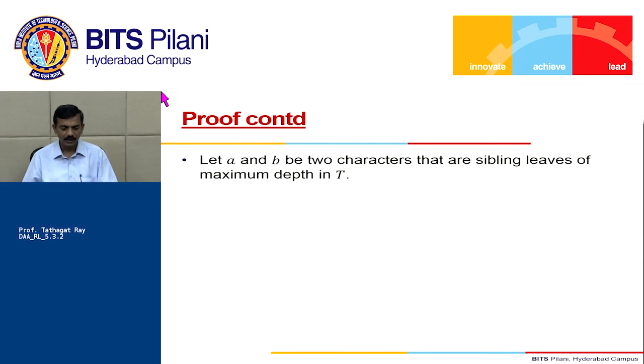So let's understand this. Let A and B be the two characters that are sibling leaves of maximum depth in T. So I look at my tree T. What is T? T is nothing but some arbitrary optimal prefix code tree, the representation of some arbitrary optimal prefix code. Remember, an optimal prefix code will always be a full binary tree. If it is a full binary tree, there will be two sibling leaves somewhere with the maximum depth. Let's call them A and B.